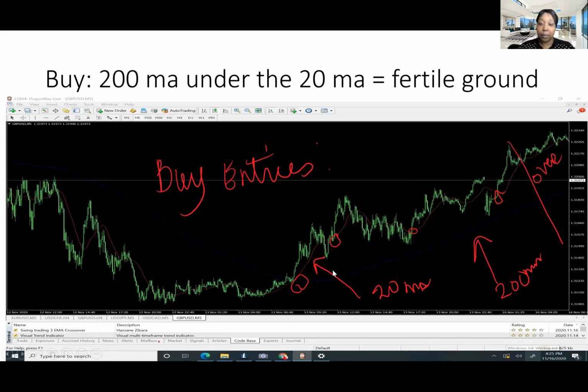Let me use my cursor here. On this candlestick right here is where you would get in. Right here, you get in. There's another one right here. I missed this one. At or near, it's right on the 200. You see that? Bam, you get in there. This is another opportunity. Bam, you get in there.